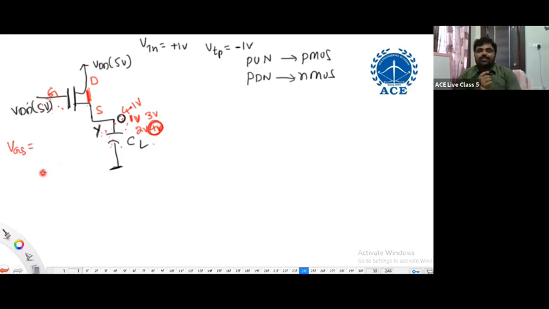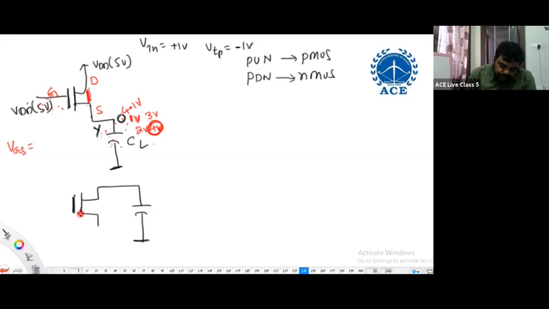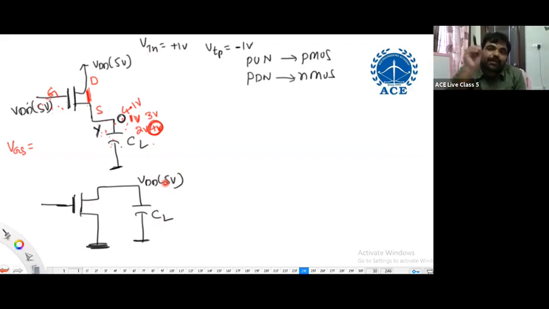What about the other possibility? If I use this N channel MOSFET in the pull down network, try to understand correctly. What do you mean by this, sir? Already this load capacitance is at VDD, which is 5 volts. Observe correctly. Already it was charged. Now I am using this N channel MOSFET in the discharging path. When I am using N channel MOSFET in the pull down network, what happens? Let us try to understand correctly.